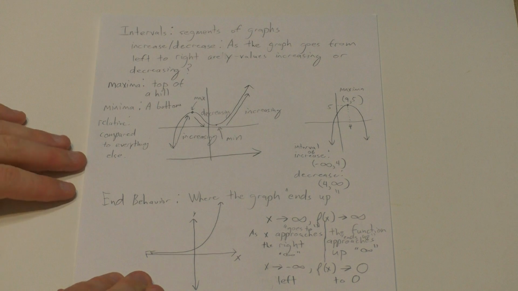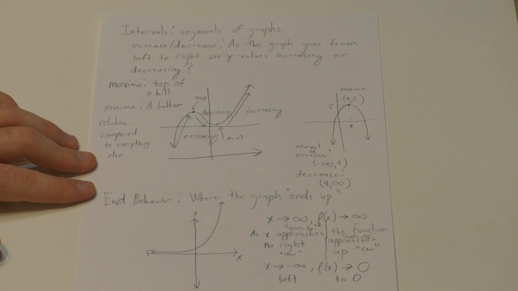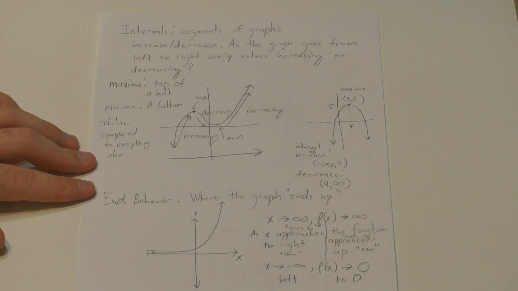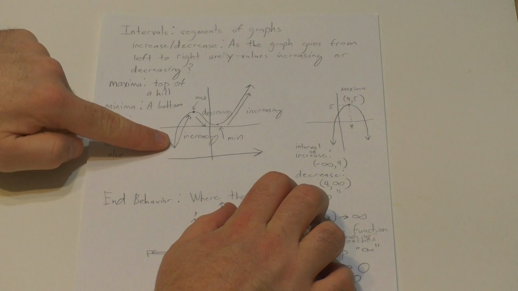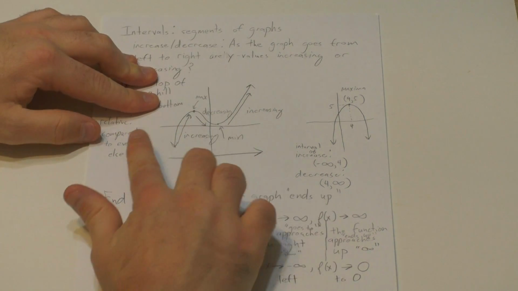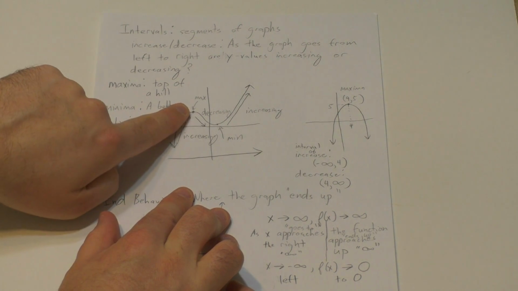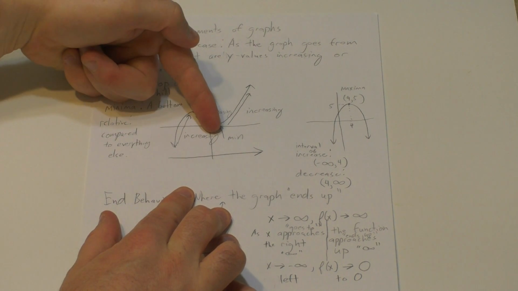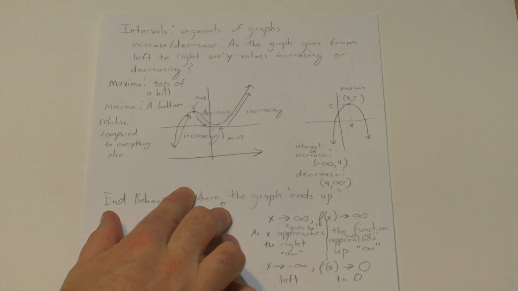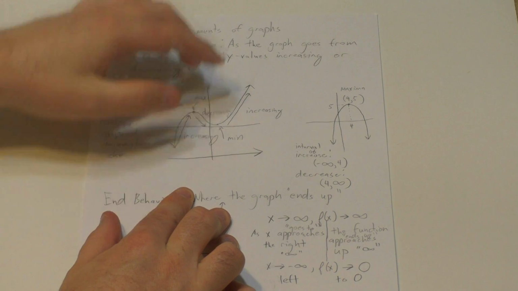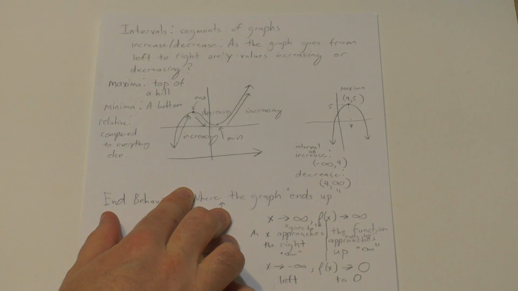Increase and decrease. So the key here is, I'm sure you understand increase means goes up, decrease means go down, but the thing is you're going to have to read the graph from left to right, like you read a paragraph, okay? So let's look at this example here. If I start from the left and go right, it's increasing to this point right here, then it's decreasing from left to right, and then it increases again, okay? So this is your interval of increase, interval of decrease, interval of increase, okay?